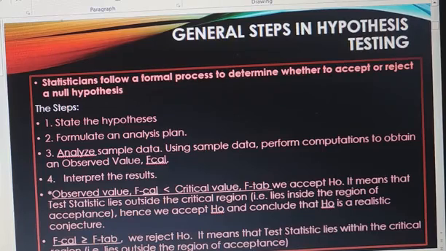It means that the test statistic lies outside the critical region, i.e. lies inside the region of acceptance, hence we accept H0 and conclude that H0 is a realistic conjecture. If F-cal is greater than or equal to F-tab, we reject H0. It means that the test statistic lies within the critical region, i.e. lies outside the region of acceptance.